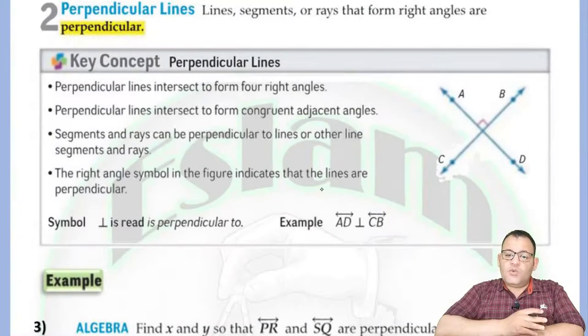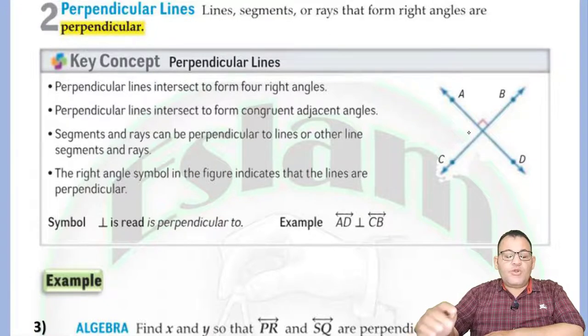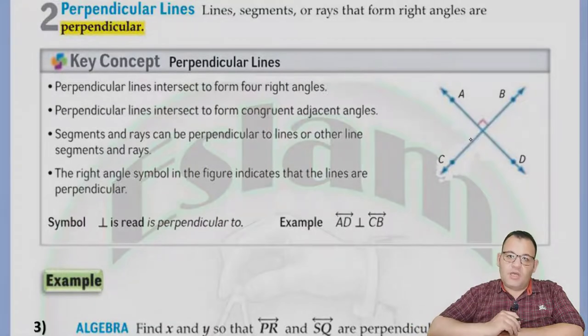In this part of the lesson, we'll learn the meaning of perpendicular lines. Two lines are said to be perpendicular if they form four right angles. The angle between them is equal to 90 degrees. The measure of each one equals 90, so we have two perpendicular lines.